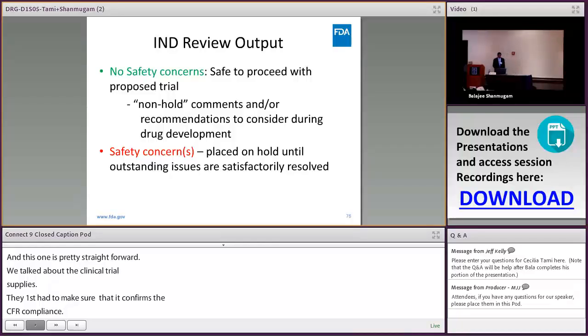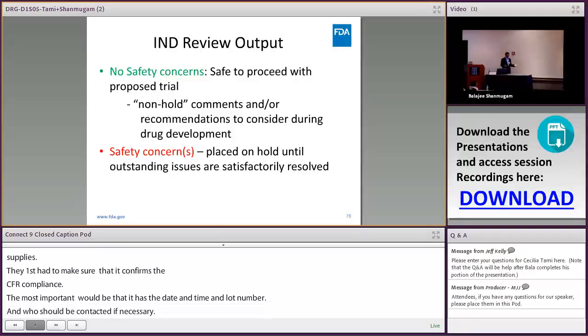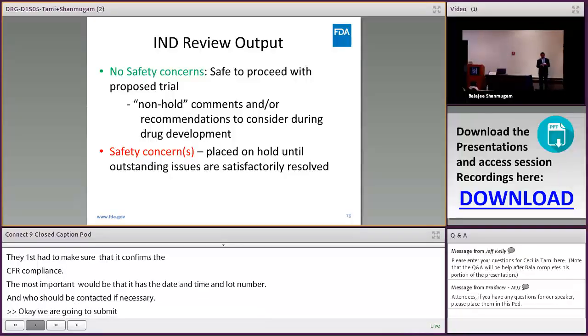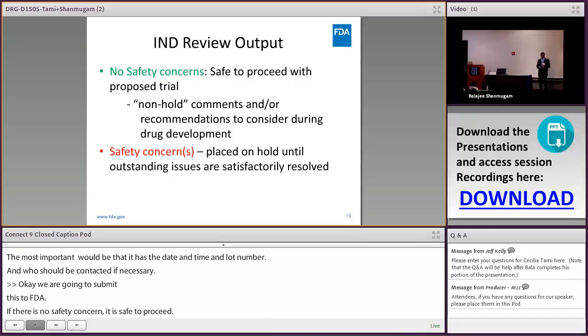Okay, we have developed the product. We're going to submit this IND to FDA. FDA has reviewed this, so there are two outcomes here. No safety concern, so the study is safe to proceed from all disciplines, including CMC. It's good to go. The practice we have been following in our branch is looking forward. We want this IND to come back as an NDA. So we give forward-looking statements and recommendations saying, hey, here is what you have in the drug product specification.